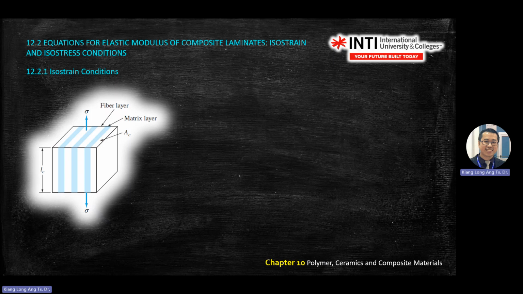Okay, so there are two scenarios of composite material. It depends on the way you load it, the way you arrange it. The first condition, we call it iso strain. Later, we'll have iso stress. Okay, before we move forward, there are two conditions of composite loading, iso strain and iso stress. Iso strain, again, the word strain is a deformation.